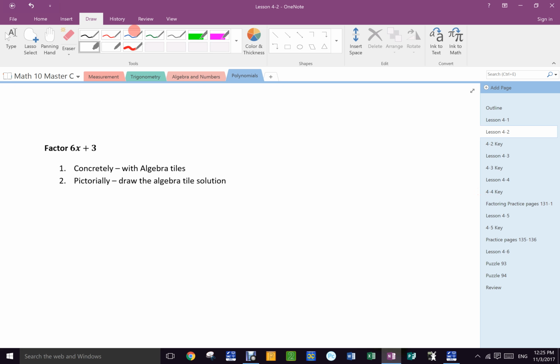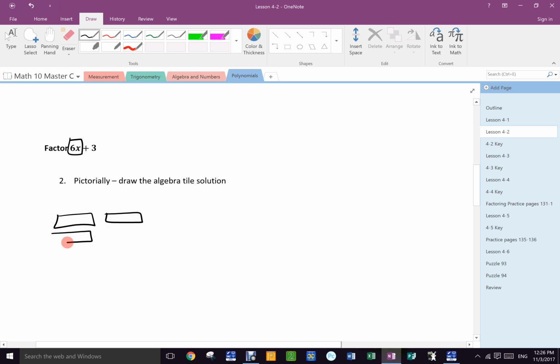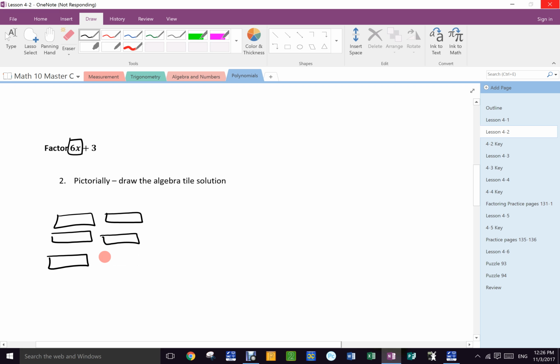So, we are not going to worry about... Actually, I'm going to do this once. I'm going to do this, but not with algebra tiles. We're going to do this with a picture. How would you draw 6x? I draw 6 rectangles. 6 bars. Right? Yes, sir. More. And how would you draw 3? Small dots. Small little squares. Cool.